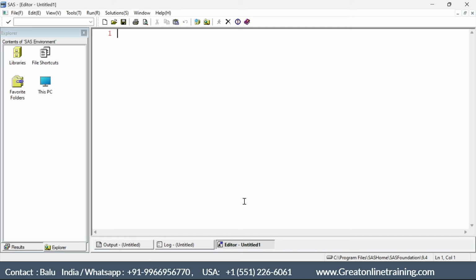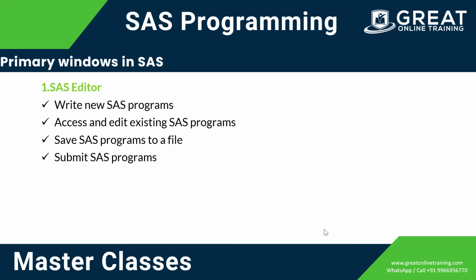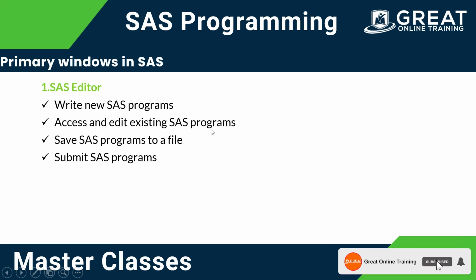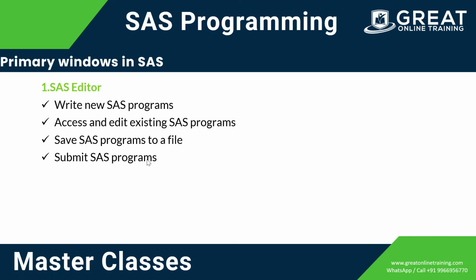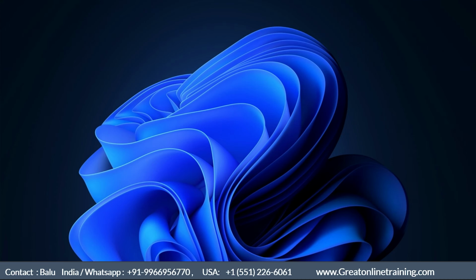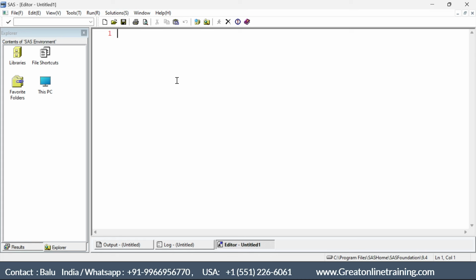Each window has some significance. Let me talk about the editor window. This is called the SAS editor. You can write a new program in it, access and edit existing SAS programs, save SAS program files, and submit your programs. All these 4 things we can do with this editor. What does that mean? Let me open it. I can write code if I want. I don't know what to write, but I'm simply trying to write it here.